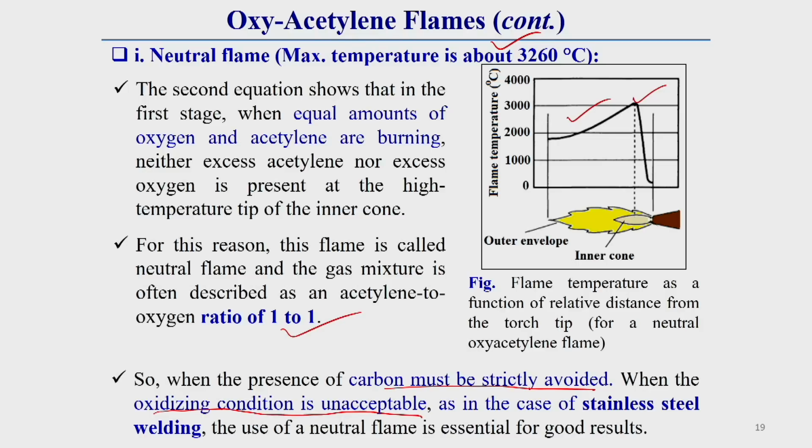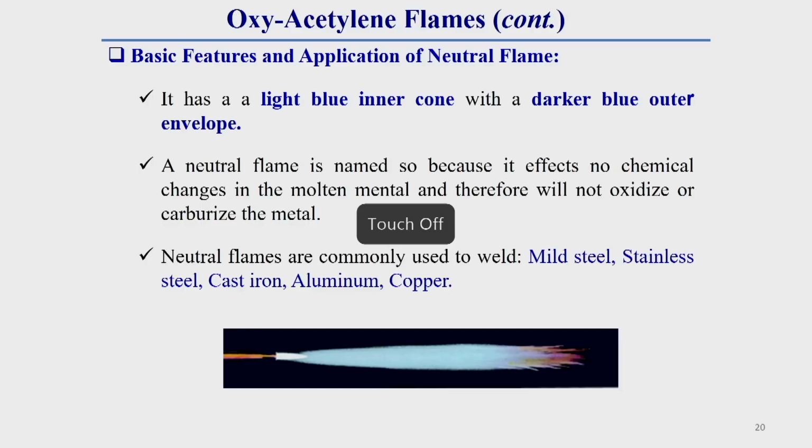So, for welding stainless steel, a neutral flame is generally essential for a good result. So, generally for stainless steel, we should go for a neutral flame. This is the basic feature and application of the neutral flame. This is a practical neutral flame. Here one thing you can say, it has a blue inner cone with a darker blue outer envelope. You see, it is a darker blue outer envelope.